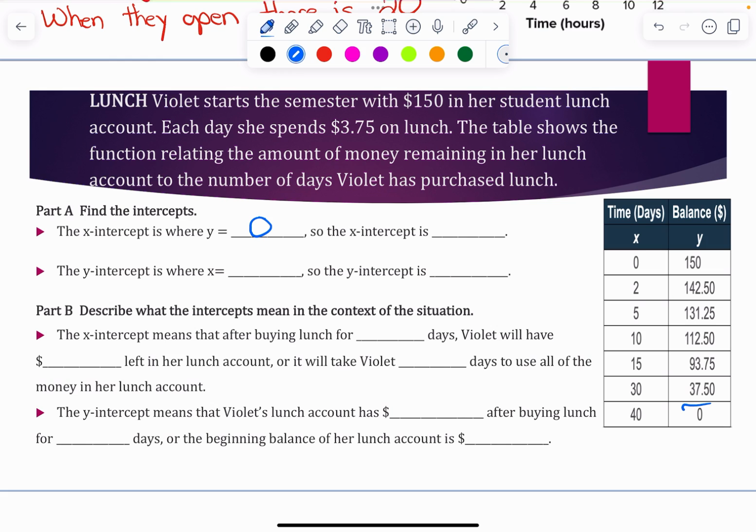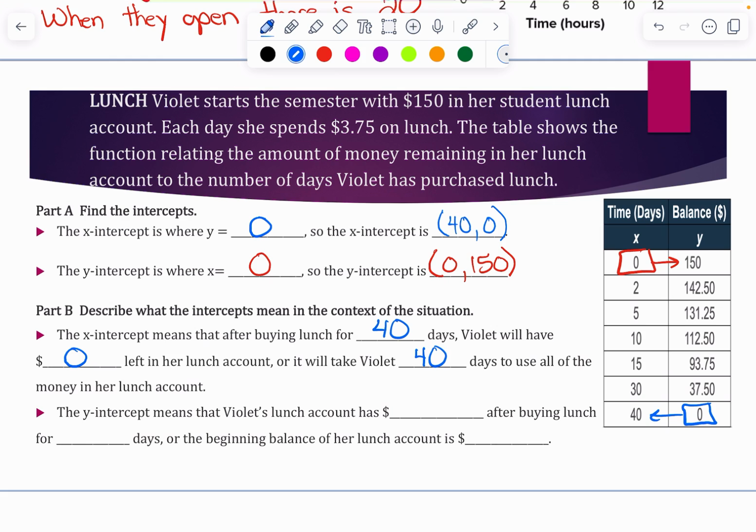So I look down here on my chart. Y is equal to 0 there. So my x-intercept would be at the point 40, 0. The y-intercept is where x equals 0, so I find where x equals 0. So my y-intercept would be at 150. So what does this mean? Well, the x-intercept means that after buying lunch 40 days, Violet will have 0 money left in her account. In other words, it will take Violet 40 days to use all of her money in her lunch account.